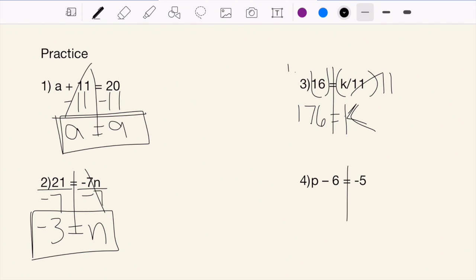And then in this last one, we have p minus 6. So we're going to add 6 to both sides to get p by itself. And that will give you p equals 1. All right, and that's the end of this lesson. In the next one, we'll go ahead and we'll start two-step equations.